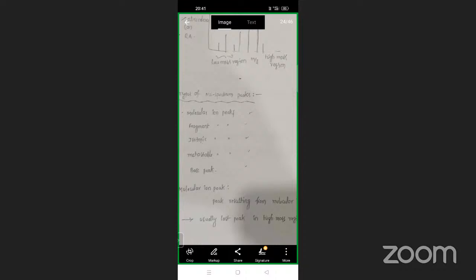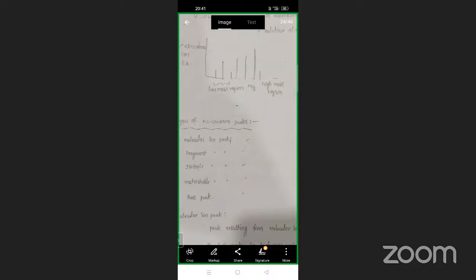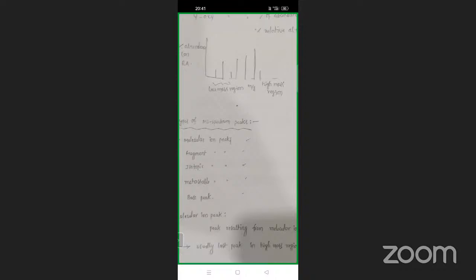The molecular ion peak is the m by z peak formed when one electron is removed from the vapor state molecule. When it loses one electron, it converts into the molecular ion. That is the molecular ion peak. Fragment ion peaks mean a variety of fragments, like m by z 90, 92, 64, 35, 43. Whatever lines appear, those are fragment ion peaks.